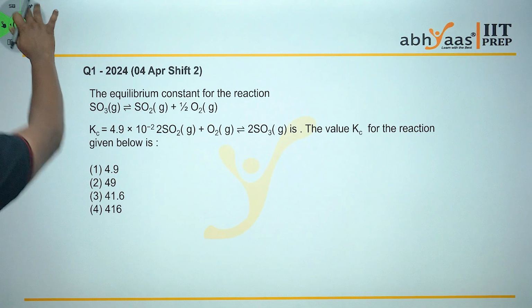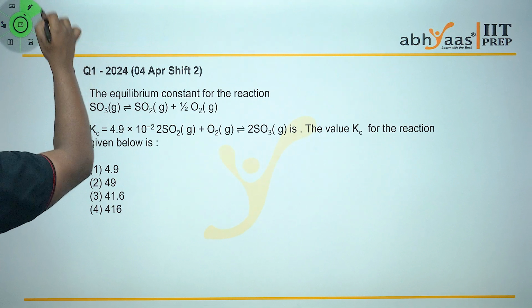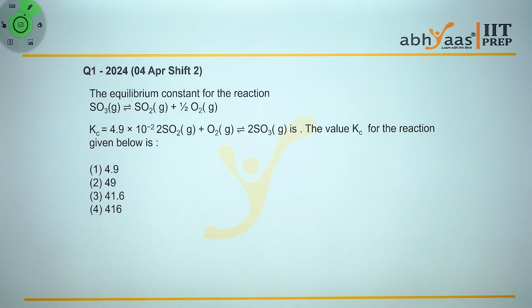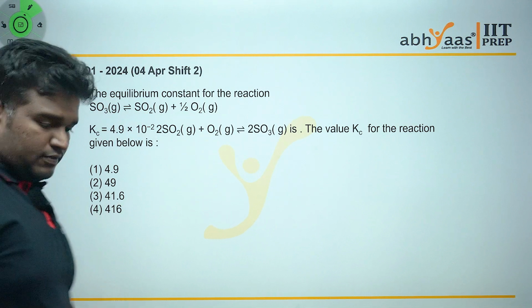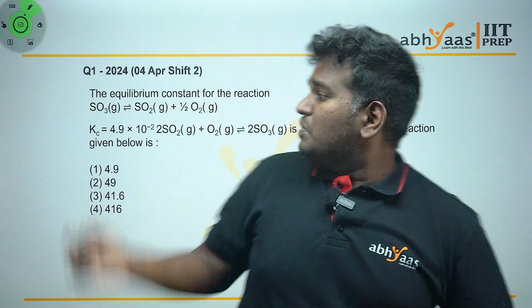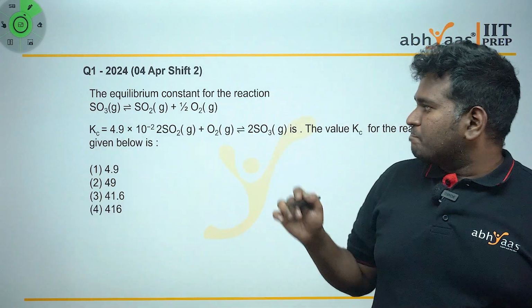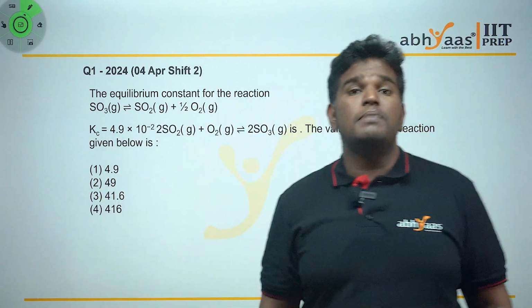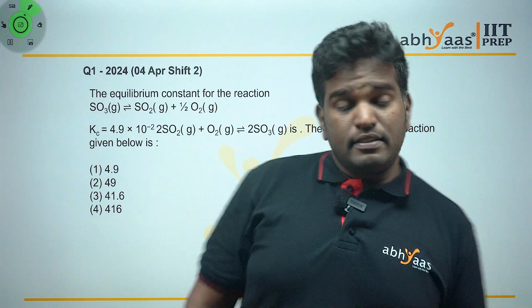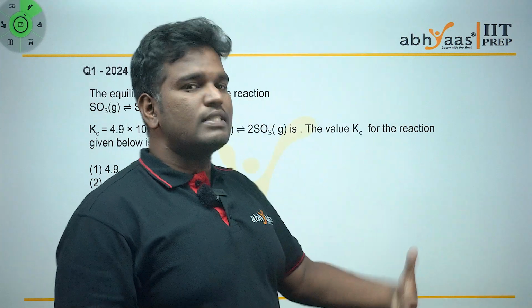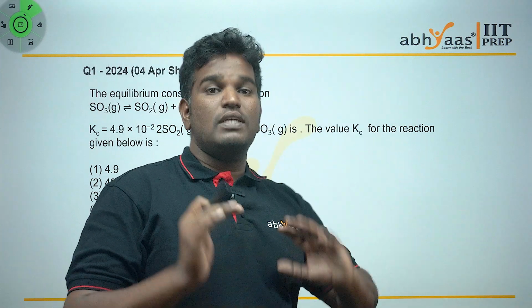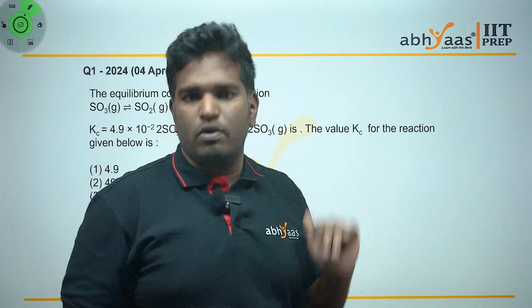Right. So here it's a very easy question after a bit complex one. In this particular reaction, they have given Kc, the equilibrium constant, and they have given a reverse reaction, but they have actually doubled the stoichiometric coefficient.